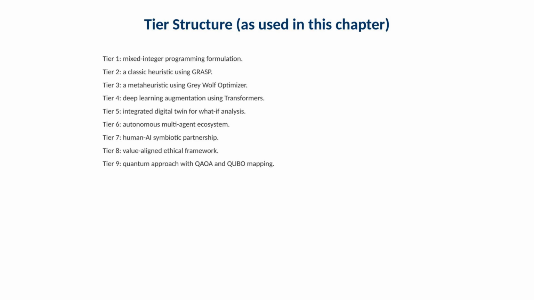This chapter uses a tiered toolkit. Tier 1 gives a mixed integer programming model that describes the problem precisely. Tier 2 uses a classic heuristic called greedy randomized adaptive search procedure. Tier 3 uses a nature-inspired meta-heuristic called the gray wolf optimizer. Tier 4 uses transformers, a deep learning architecture, as an augmentation method. Then tiers 5 through 9 extend the decision-making system using simulation, autonomy, ethics, and quantum optimization.